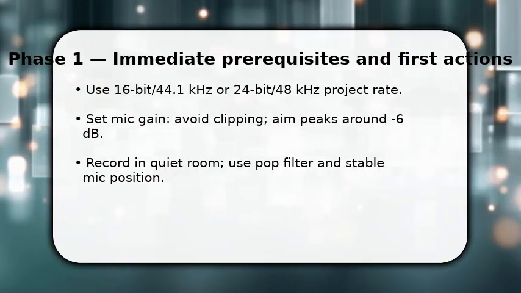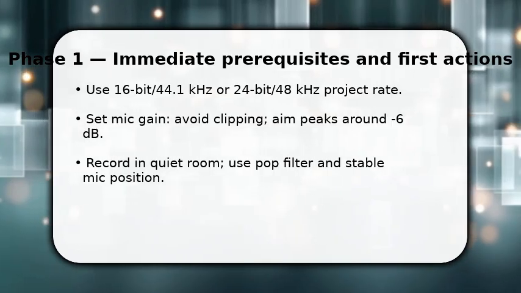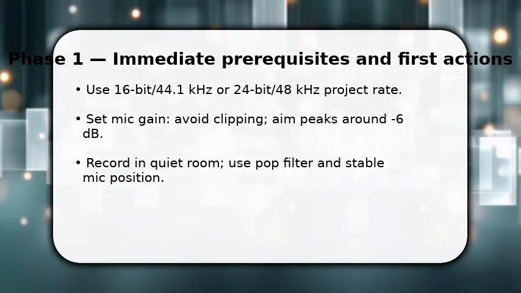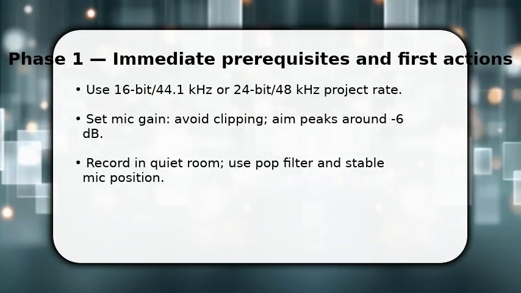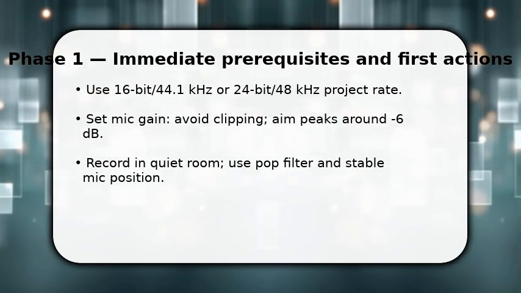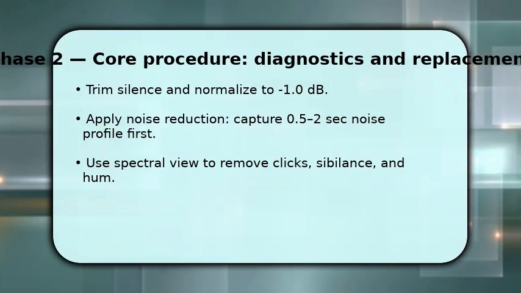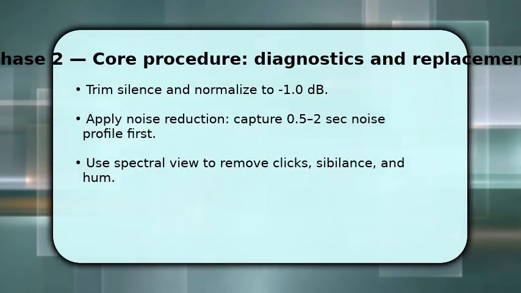Once done, position the mic consistently and use a pop filter to reduce plosives. This saves hours in editing. Make sure the room is as quiet as possible and monitor levels while recording so you capture the best raw audio before any processing. Now you edit, trim dead space and normalize to -1 dB to unify level without clipping.